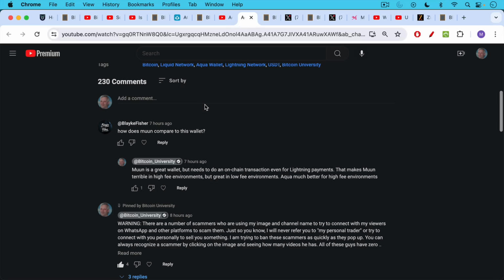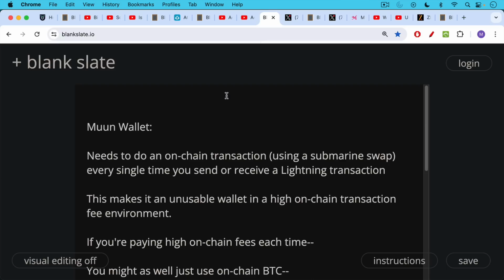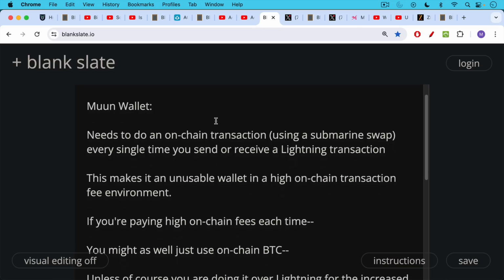How does the Aqua Wallet compare to the Muun Wallet? Muun Wallet's a great wallet, but the problem is it needs to do an on-chain transaction using a submarine swap every single time you send or receive a Lightning transaction. This makes it unusable, as we experienced a few months back, in a high on-chain transaction fee environment, because each time you do a Lightning transaction, you are still paying an on-chain fee. And this is very convenient for beginners, but it's not economically feasible in high fee environments.